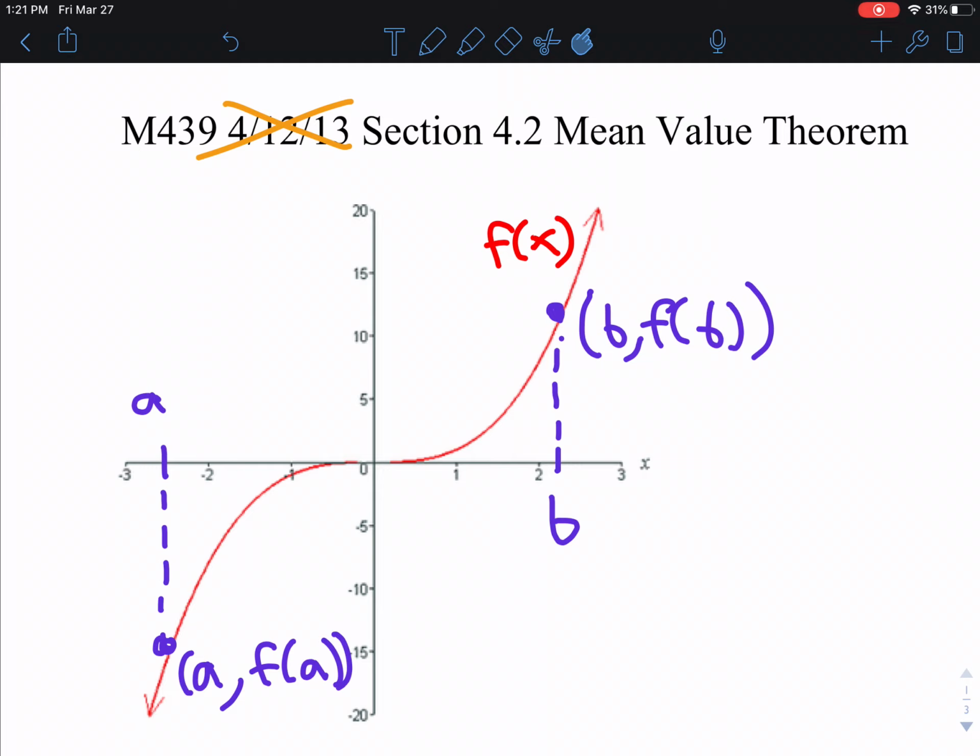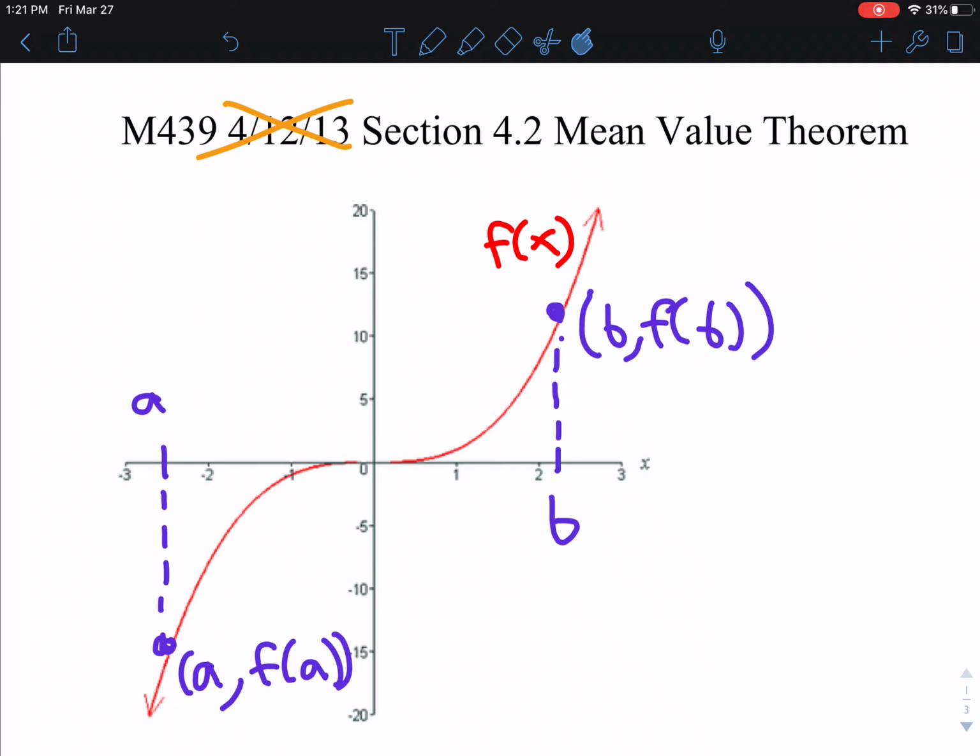What we're going to do here is pick 2 points on this curve. It doesn't really matter which 2 points they are. So I've picked point A, which is somewhere around x equals negative 2.5. If A is my x value and I plug A into the function, then f of A would be the y coordinate. Same thing with point B, which is somewhere around 2.25 it looks like. If I plug that into the function, the y coordinate is f of b.